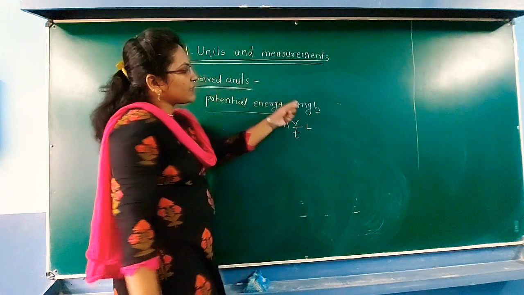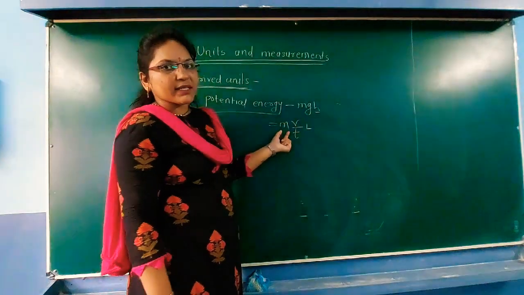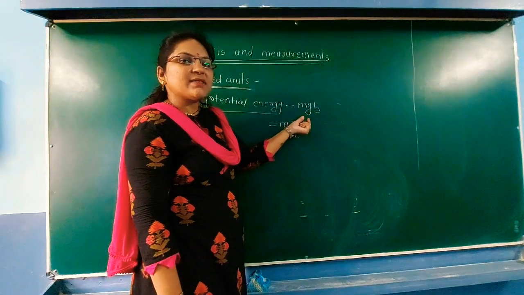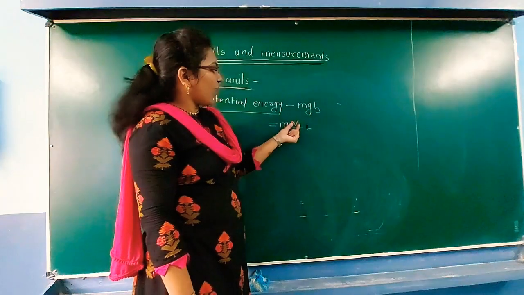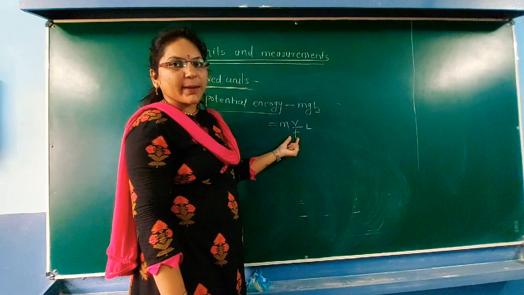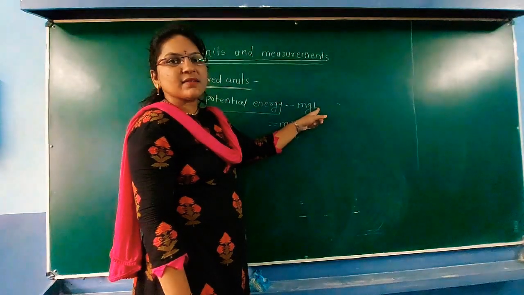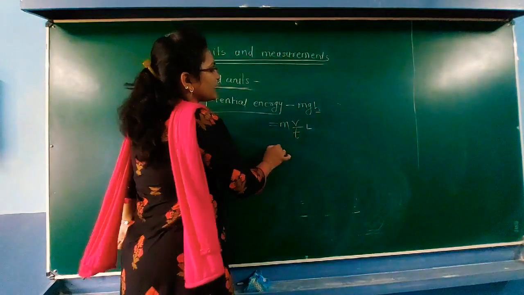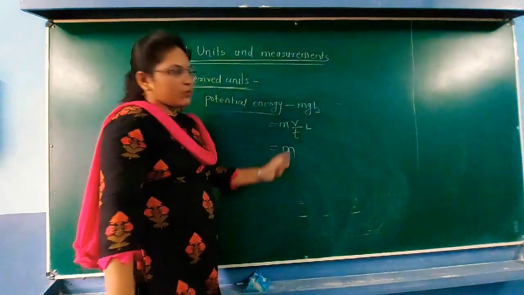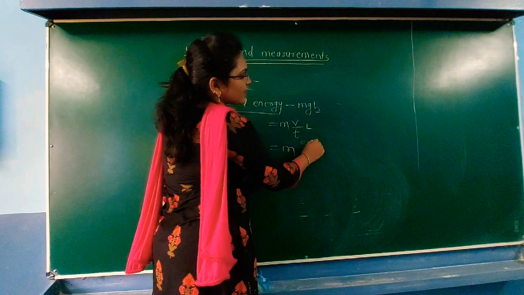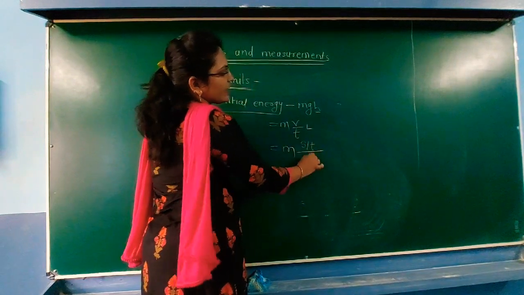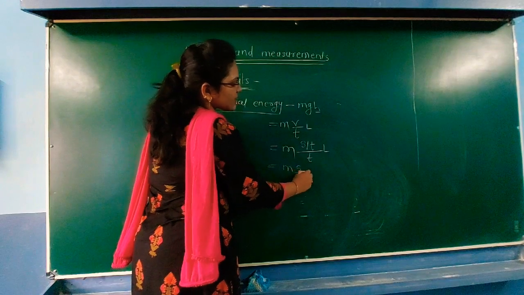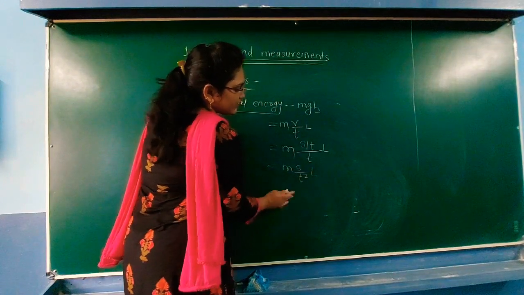So in place of m we have written m, it is mass. g means acceleration due to gravity, so it is acceleration. Acceleration is velocity upon time, and into h, height, height means length. So here it will become m into, what is velocity? Displacement upon time, divided by time, into L, which is equal to ms upon t square into L.